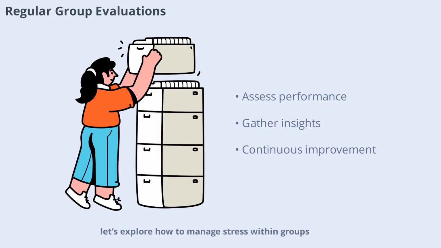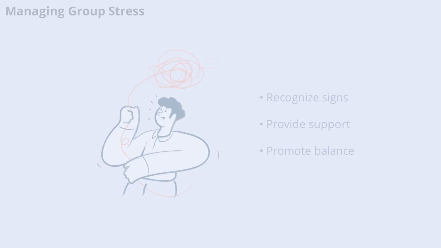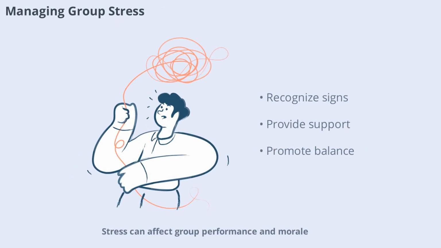Now, let's explore how to manage stress within groups. Stress can affect group performance and morale. Leaders should be proactive in recognizing signs of stress, such as decreased participation or increased conflict. Providing support, encouraging breaks, and promoting work-life balance can help alleviate stress. It's also helpful to create an open environment where members feel comfortable discussing their concerns. By managing stress effectively, groups can maintain high performance and well-being.